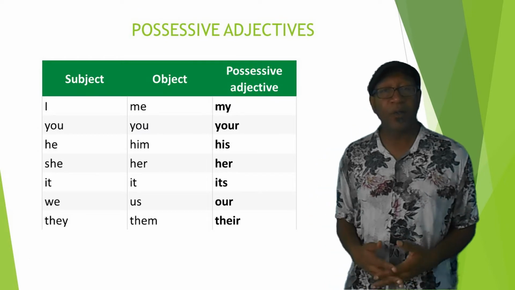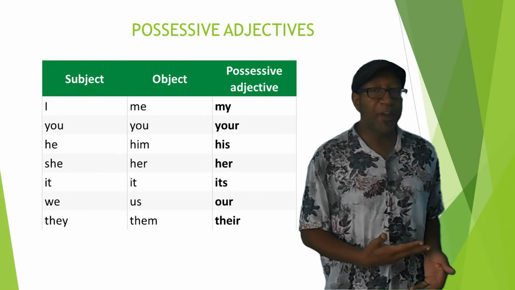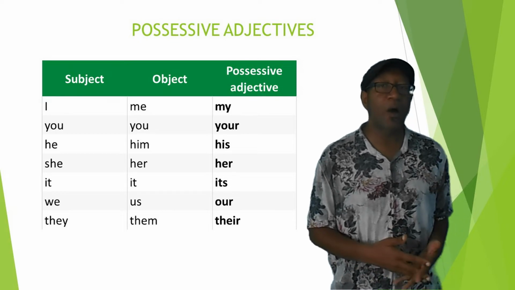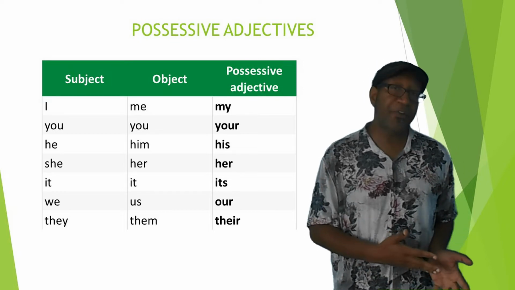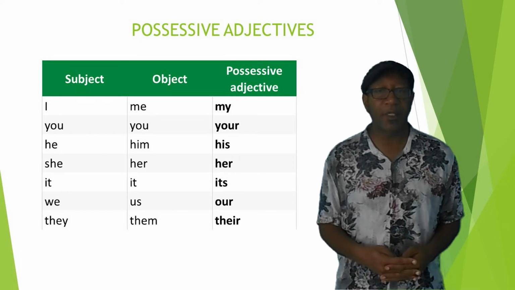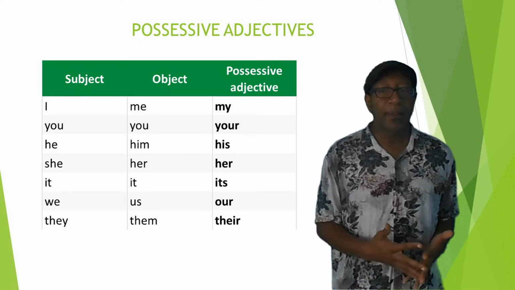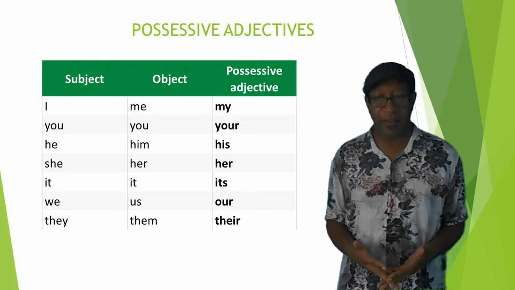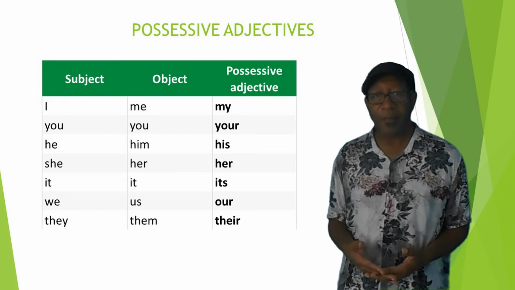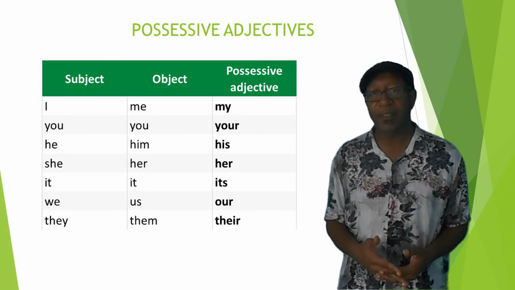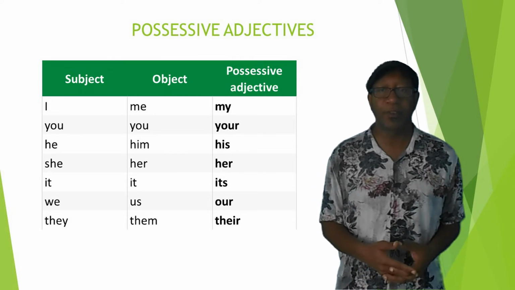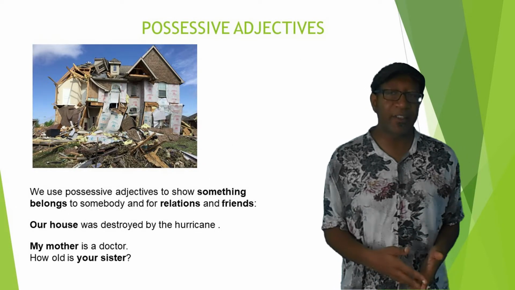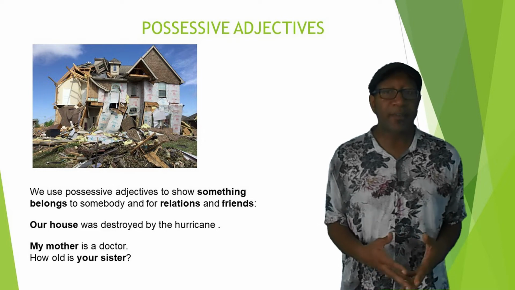Now, talking about possessive adjectives, we have the table here. In the first column we have the subject pronouns, the second column the object pronouns, and the third column the possessive adjectives, as I said before. It's my, your, his, her, its, our, and their. Now I'm going to show you some examples of how to use the possessive adjectives in the English language.